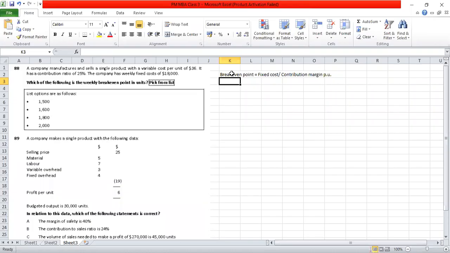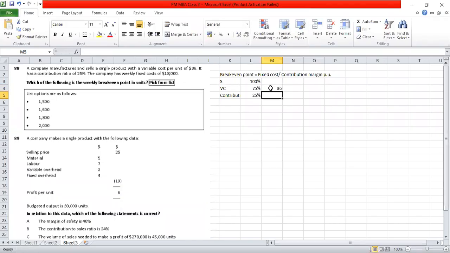So if sales is 100%, we do not know what the selling price per unit is. Variable cost automatically will be 75% because the contribution margin percentage is given to us as 25%. Contribution margin is 25%. So the 75% value only is what we know, which is 36. I think we can find out all the other things.